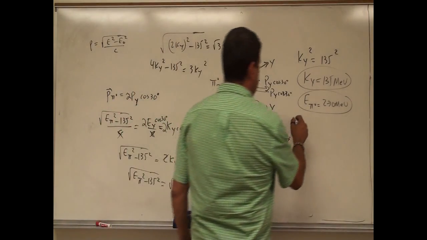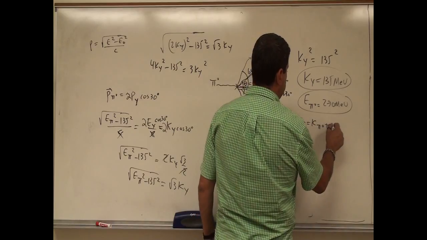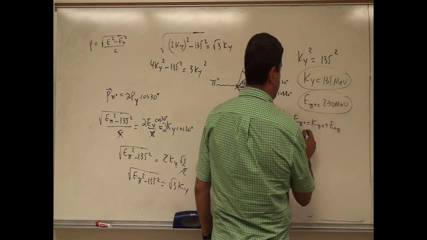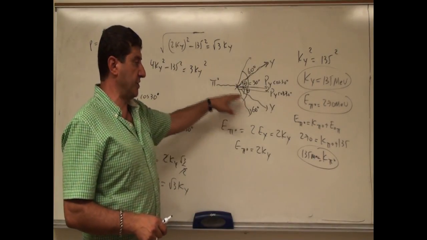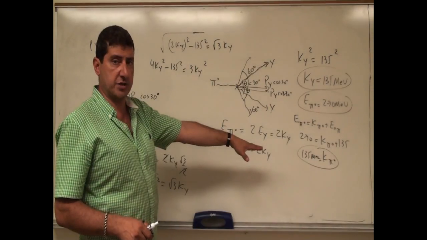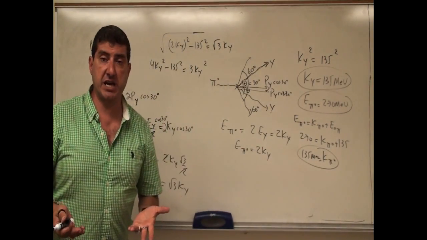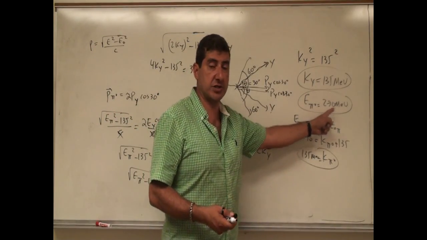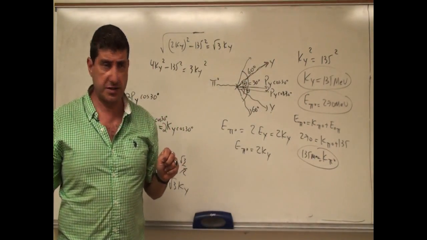Well, then you can say the energy of the pion is equal to the kinetic energy of the pion plus the rest energy of the pion, E0 of the pion. Well, here's the story. The pion is coming with a kinetic energy of 135 mega electron volts. It also has a rest energy of 135 mega electron volts. So its total energy is 270 mega electron volts. It will spontaneously decay into 2 gamma particles, right?